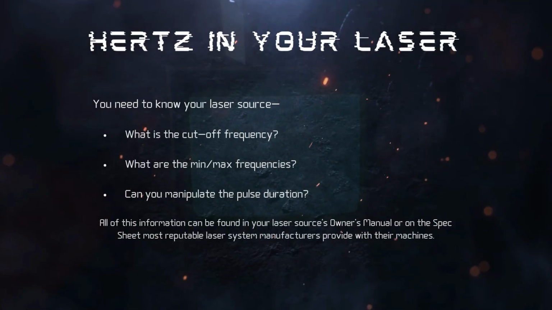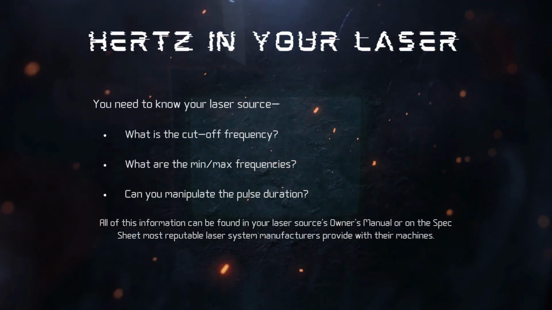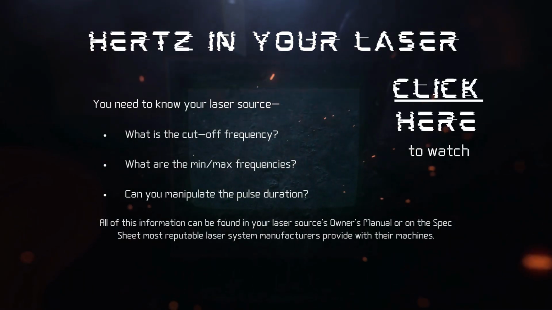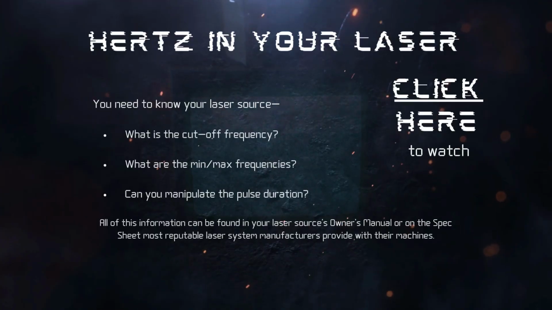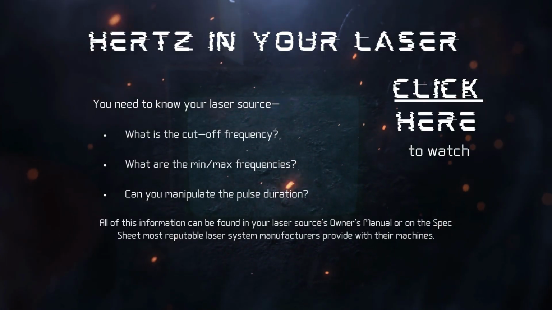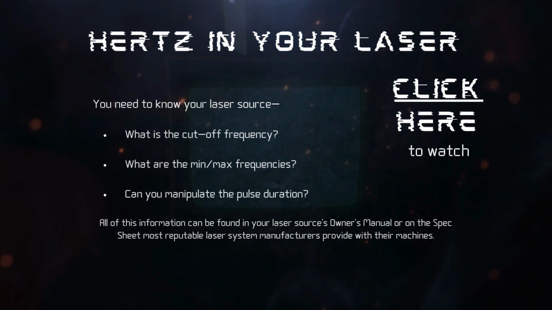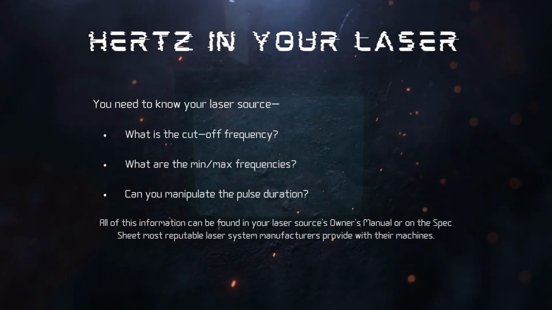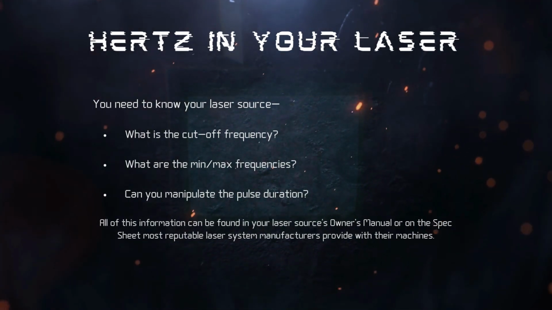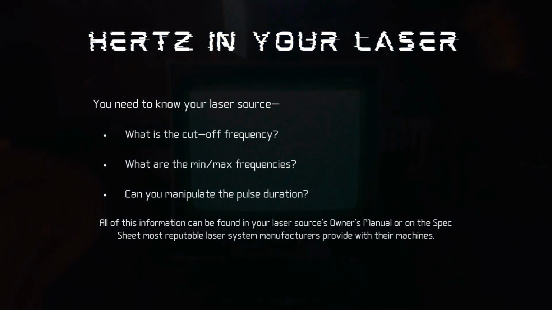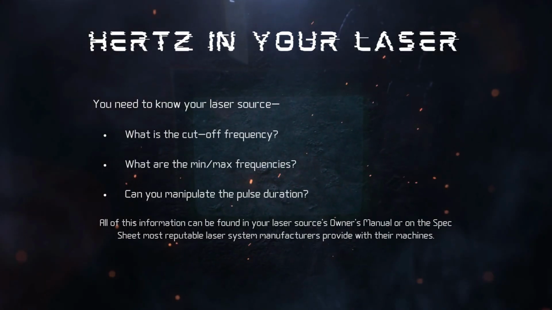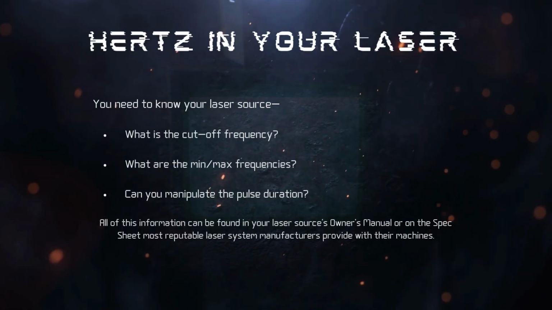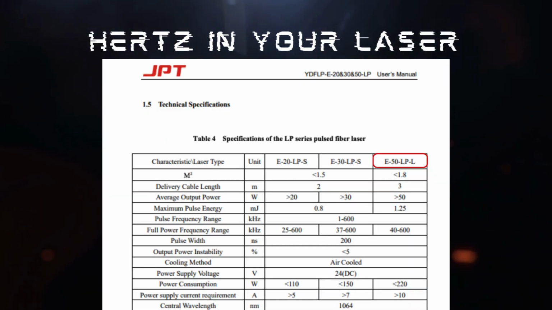In order to understand how to apply frequency and hertz in your laser, first you need to know your laser source. Alex did an outstanding series of videos on how to do just that, and I'd refer you to them. Once you have, then you can determine what is your cutoff frequency, what are the minimum and maximum frequencies, and can you manipulate your pulse duration. All of this information can be found in your laser source's owner's manual or on the spec sheet that most reputable laser system manufacturers provide with their machines.